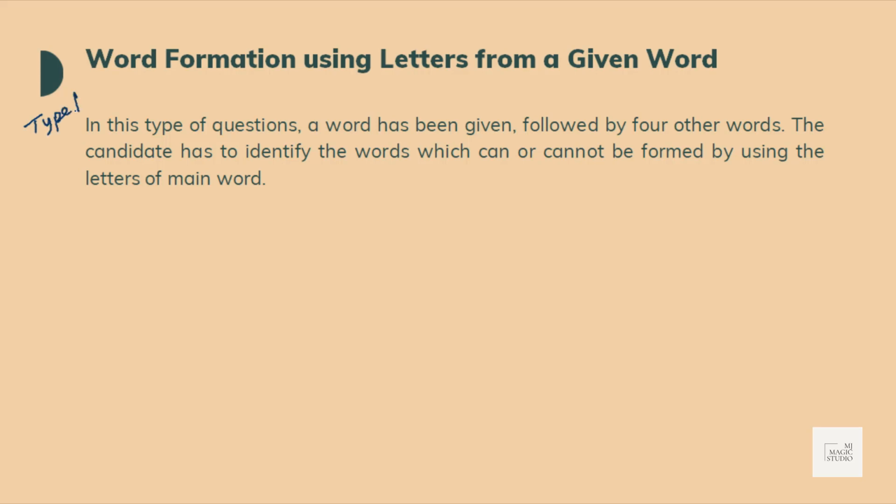Let it be type 1 to start with, where we do word formation using letters from the given word. In this type of question, a word has been given followed by 4 other words. As a candidate, we need to identify the words which can or cannot be formed by using the letters of the main word. Okay, let's take a few examples now.